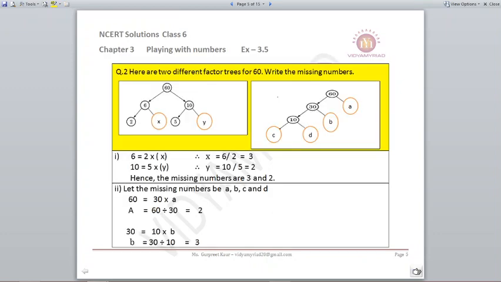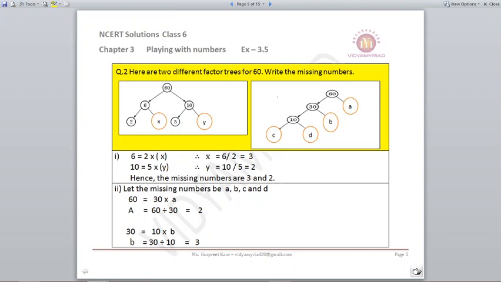Question number 2. It's a different factor tree structure given to you of 60. We have to find out the missing numbers. If you see in the first figure, your 6 is divided into 2 and x. Let us assume it as x. So 2 will be multiplied by what number that you get 6? It is 3. 2 3s are 6.